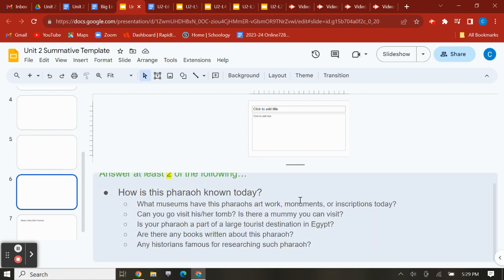And then answer 2 of the following questions on slide number 6. So how is this pharaoh known today? What museums have the pharaoh's artwork, monuments, or inscriptions? Can you go visit his or her tomb? Is there a mummy you can visit? Is your pharaoh part of a large tourist destination in Egypt? Are there any books written about the pharaoh? Any historians famous for researching this pharaoh? So just answer 2 of those.